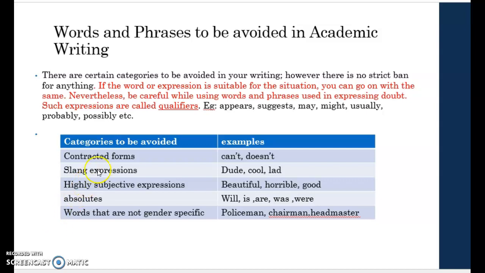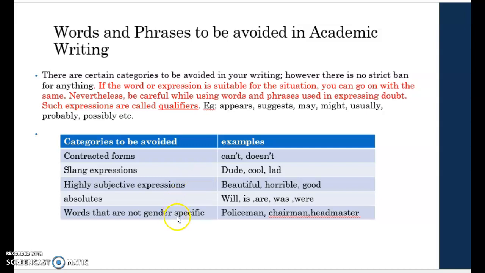Now I just mentioned that you can use words from AWL, but there are certain words that you have to avoid. Some of them are slang expressions and contracted forms like can't and doesn't, which are contracted forms of cannot and does not. All of these should be avoided. Then slang expressions like dude and cool, all of these are a certain kind of slang that we use in our language, in English. Also avoid highly subjective expressions like beautiful or horrible, which is your viewpoint. When you write an article, it should be basically objective, not very subjective. Such things should also be avoided.